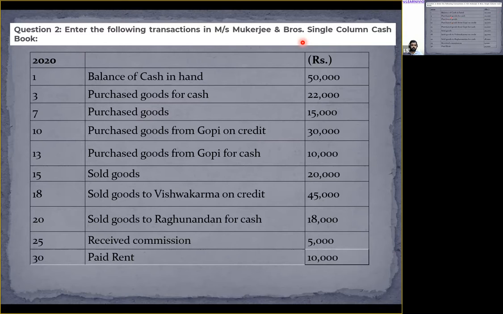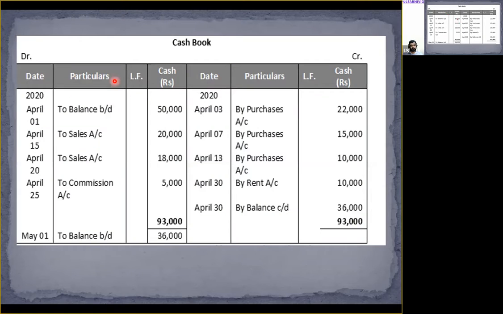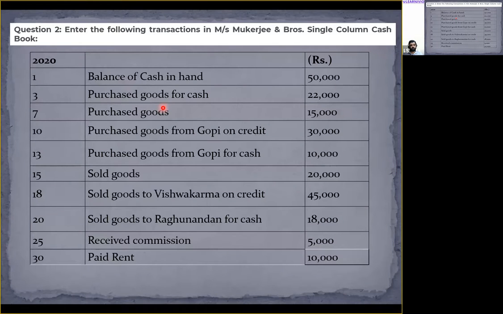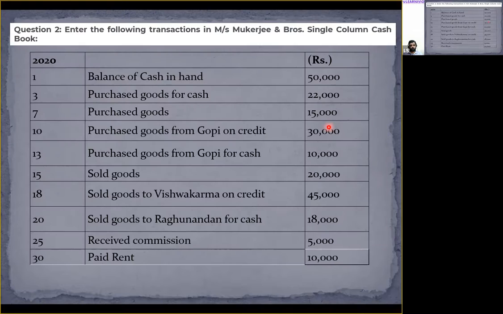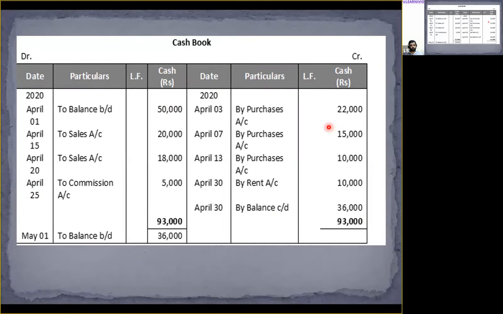Okay, so in this question, first of all, the first transaction, balance of cash in hand, will be recorded as to balance b/d 50,000 on the debit side, right? After that, we have purchased goods for cash, so it will be recorded on the credit side by purchase account 22,000. On the 7th, we have purchased goods for 15,000. If nothing is mentioned, we will presume that we are purchasing goods on cash. So it will be recorded on the credit side as well, 7th April by purchase account 15,000.